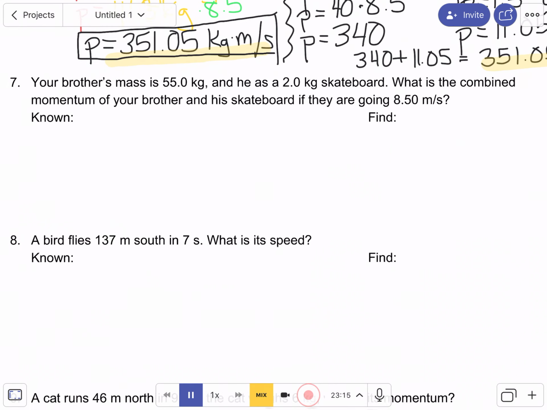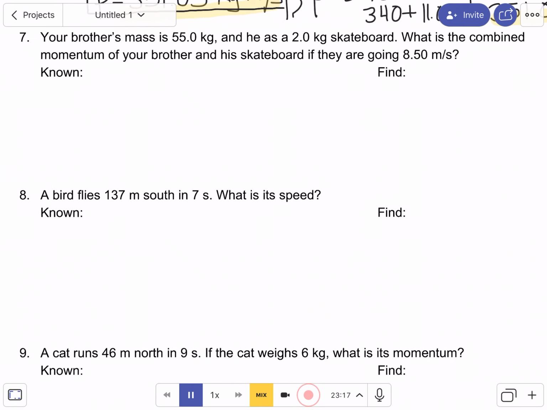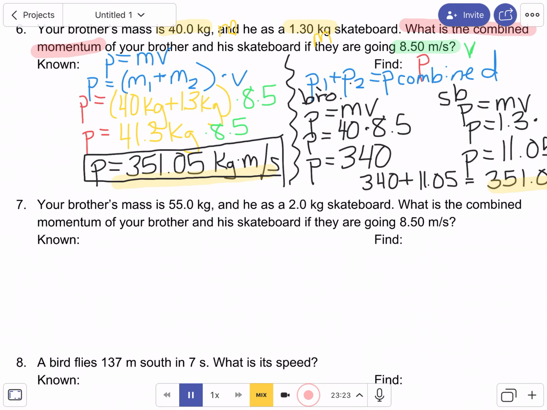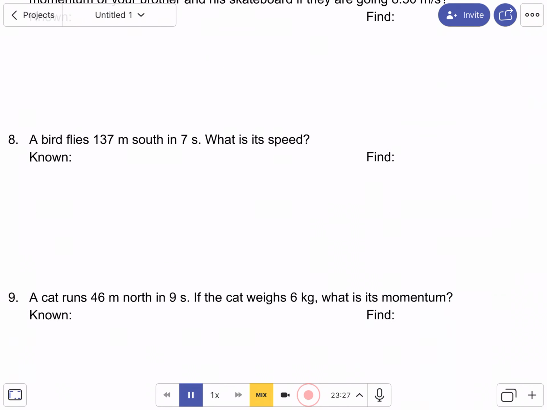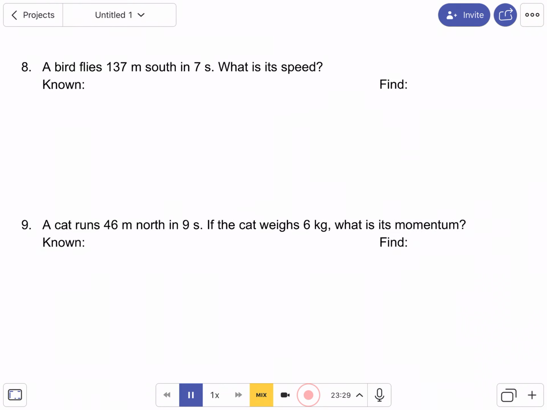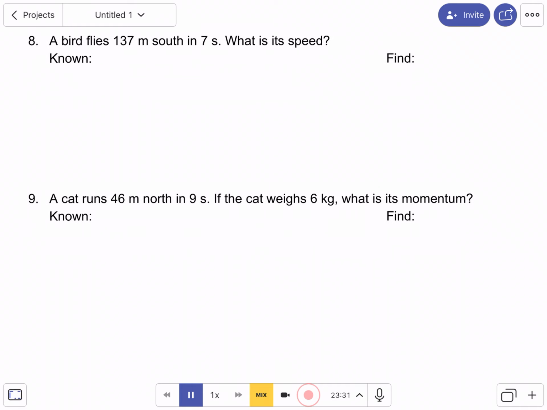Okay, so I'm going to leave number 7 to you because it's the same thing, except everything's a little bit heavier this time. So I want you to try it. You don't have to do both ways like I did. Just choose whichever way you think is easiest. And then we have 2 easier questions.